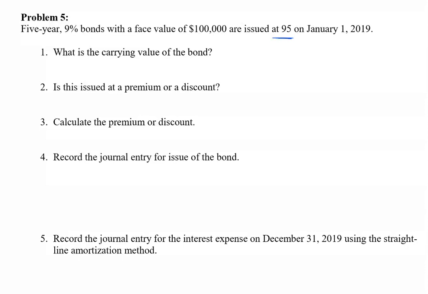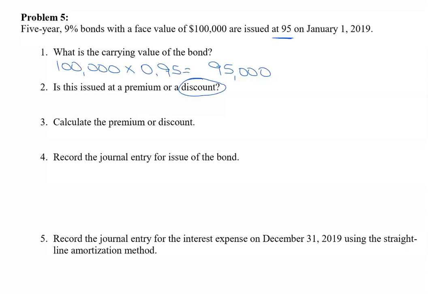So we sold $100,000 bonds at 95% of their value, which means the carrying value would be 100,000 times 0.95, or 95,000. Now let's think, would this be issued at a premium or a discount? If you sell someone $100,000 bonds for $95,000, did they pay a premium or get a discount? That's right, it's a discount.